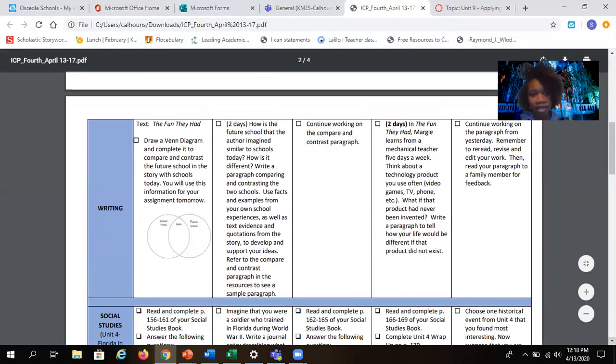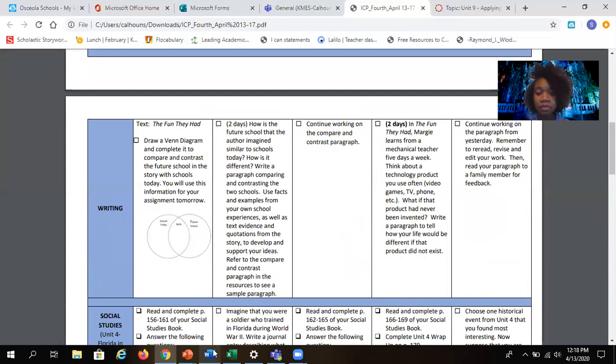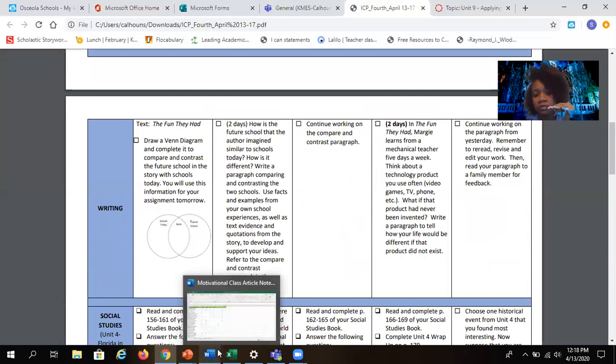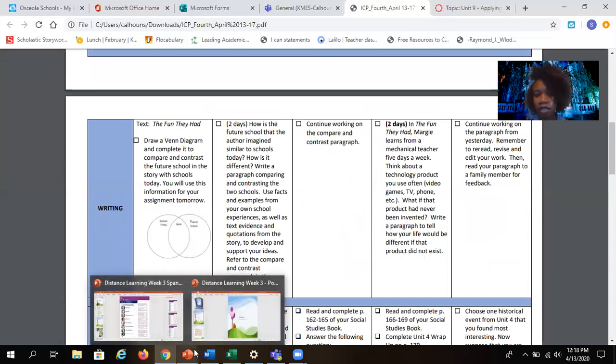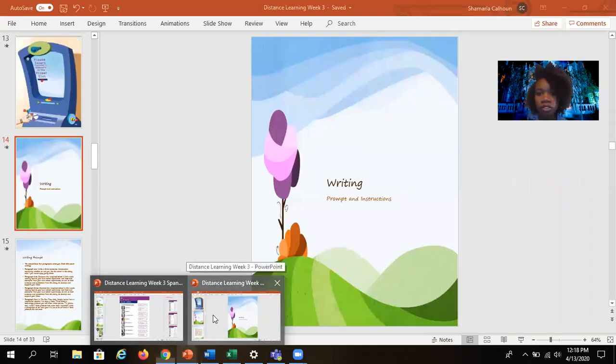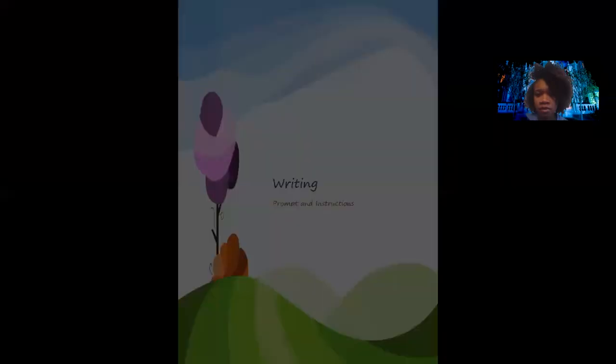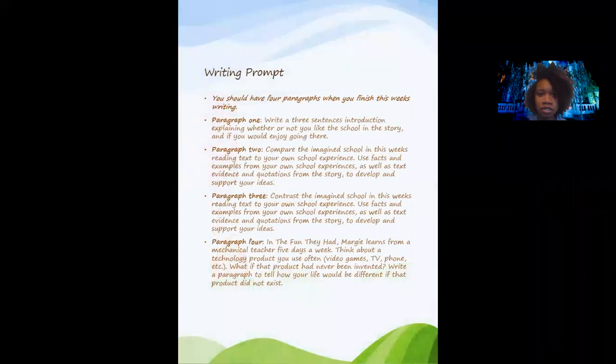In writing, we're going to do the Venn diagram together here. And then for the writing, I split it up to make it four paragraphs for you, to make it a little easier to understand what is wanted. So we're going to go back to my presentation. So, writing prompts. There should be four paragraphs when you finish this week's writing.